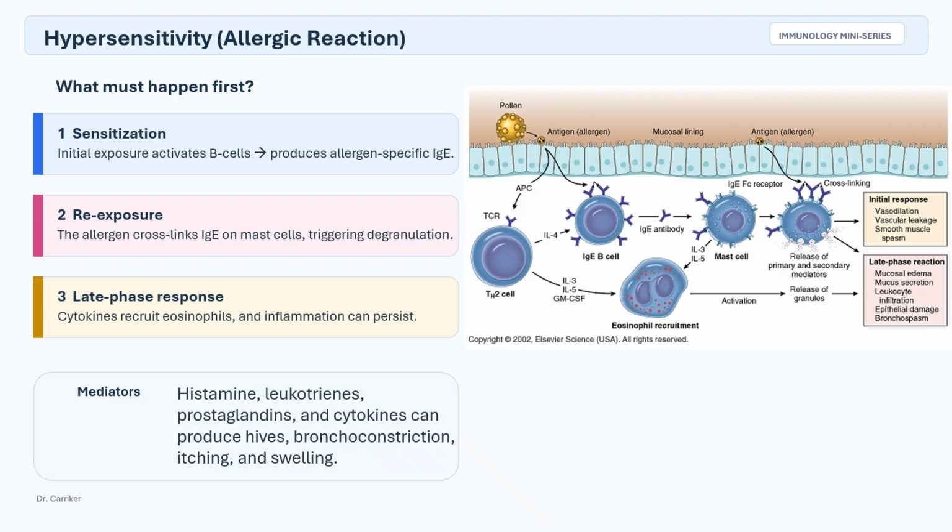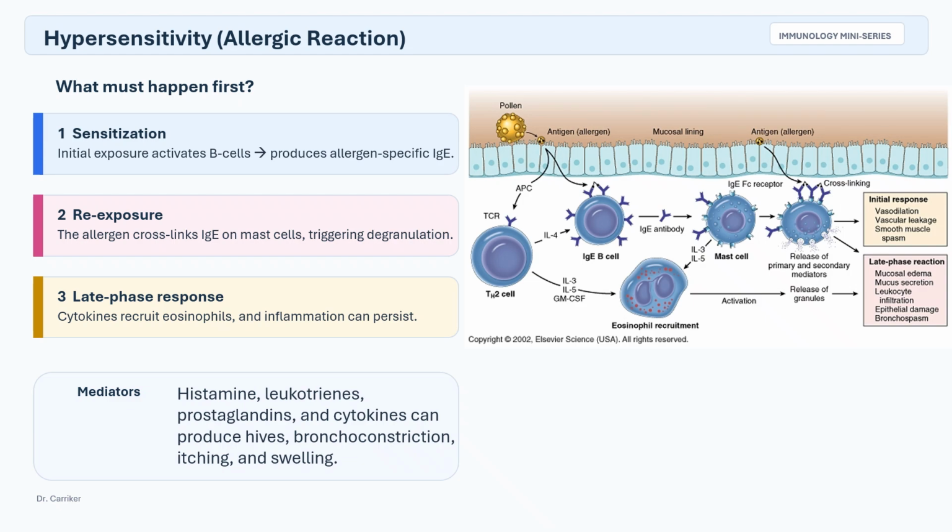So now, number 2, imagine re-exposure. The allergen comes back. It binds to and cross-links the IgE on the mast cell surface, and that triggers degranulation. Histamine, leukotrienes, prostaglandins, cytokines, these are all released, and that is when swelling, bronchoconstriction, itching, and other acute symptoms can emerge. If you're thinking that the story ends there, of course, not yet. There's also the late phase response in which eosinophils are recruited and inflammation can persist. So if you're seeing eosinophilia and allergic history, that should fit this mechanism pretty nicely.